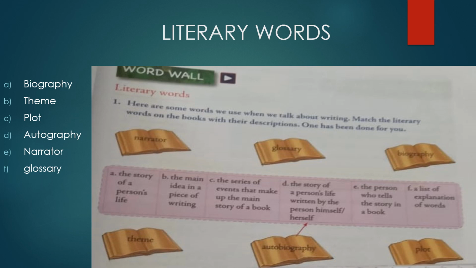The story of a person's life, biography. The main idea in a piece of writing, theme. The series of events that make up the main story of a book, plot. The story of a person's life written by the person himself or herself, autobiography. The person who tells the story in a book, narrator. A list of explanation of words, glossary. Clear?